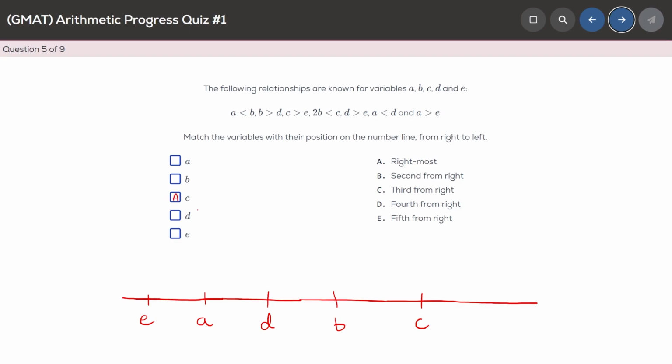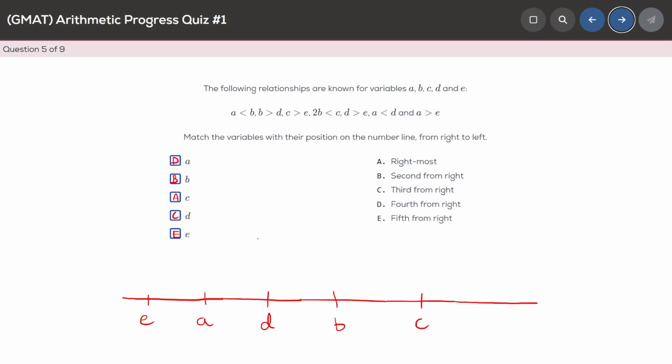I know that the letters are confusing. The second from right is B, so B gets a B. That's nice. The third from right is D, so D gets a C. The fourth from right is A, so that is going to be D. And then the fifth from right is going to be E, so E also gets an E. So the correct answer is D, B, A, C, E. I know it's a little bit confusing with the variables, but you get the idea.